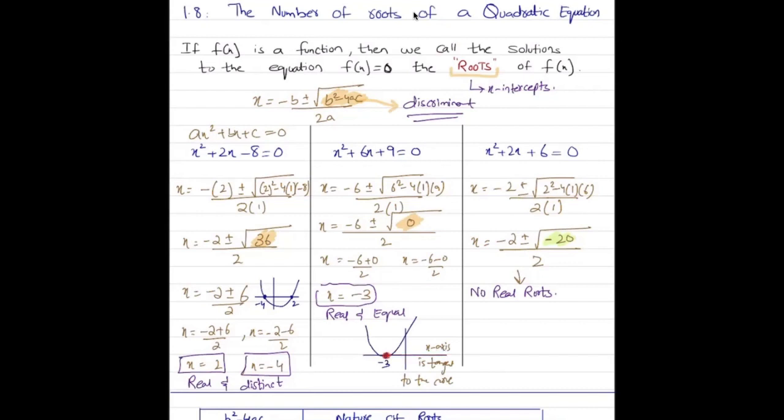And when the x-axis is tangent to the curve, this means that it's going to touch the curve at only one point. Hence, the root is real and equal. There is only one root, real and equal roots.